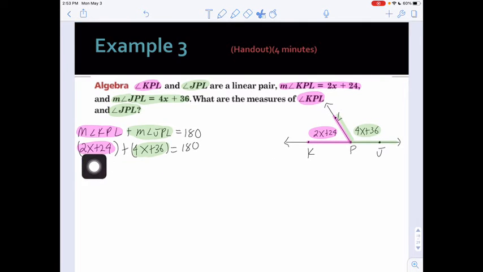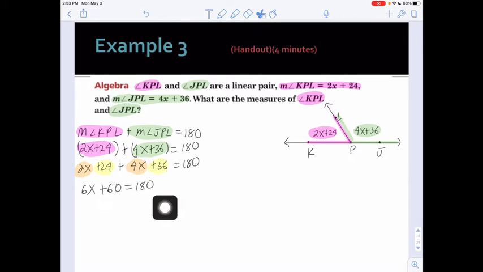Since the measure of angle KPL is 2x plus 24 and the measure of angle JPL is 4x plus 36, we have 2x plus 24 plus 4x plus 36 equals 180. Since we are adding, we can get rid of the parentheses and combine like terms. We have 2x plus 4x to get 6x and 60, so we have 6x plus 60 equals 180.